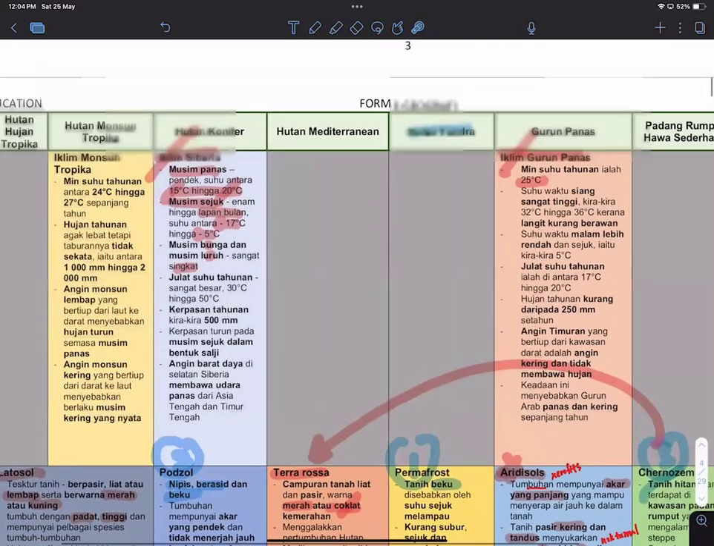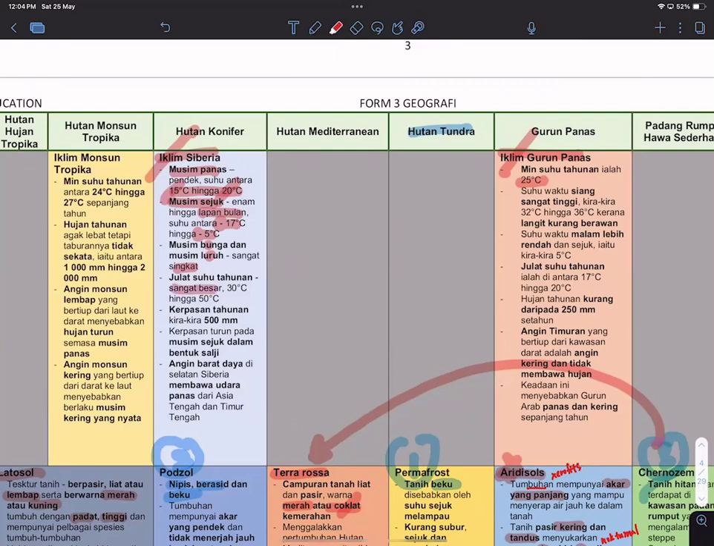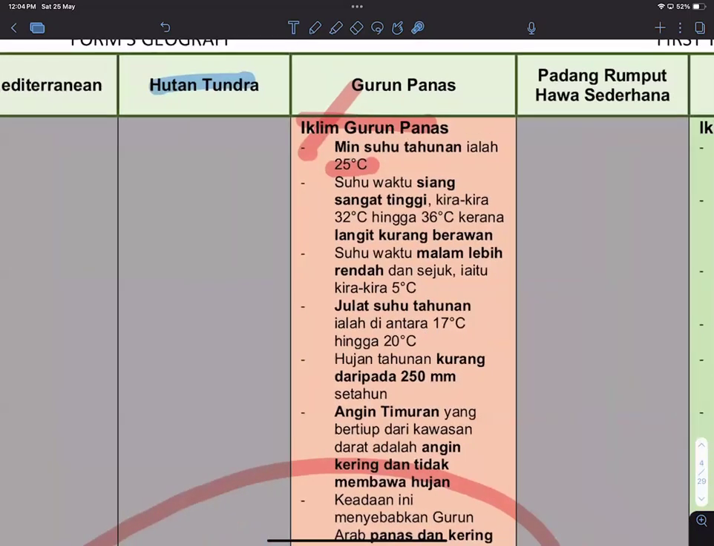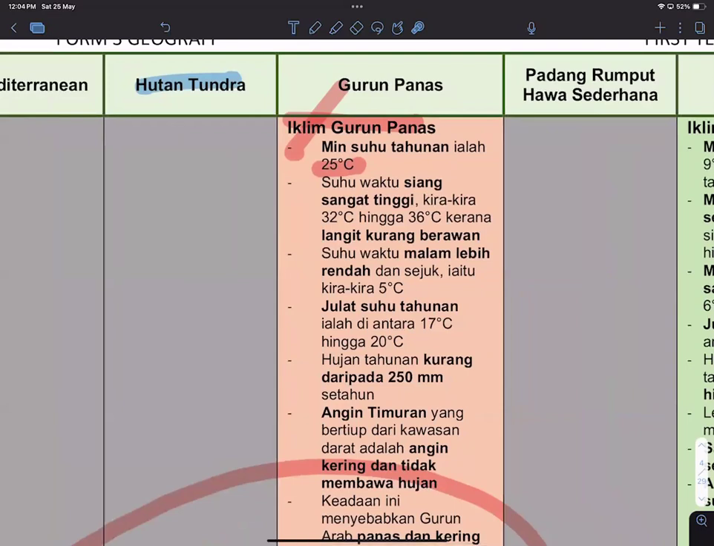Yeah, so other than the suhu, okay, and then we are trying to memorize for the suhu, right? Conifer, jurah suhu sangat besar, 30 to 50 differences. Okay, gurun panas also quite difference, which means from the daytime and nighttime. So this is tahunan, 1 whole year is the jurah suhu yang paling besar. But gurun panas is the suhu yang paling besar within 1 day.